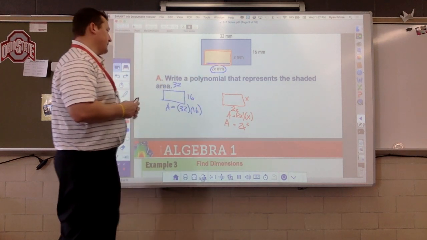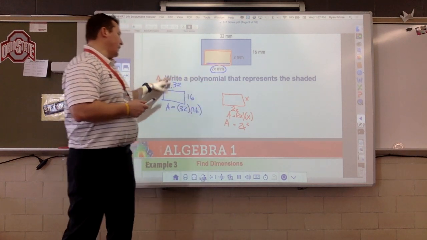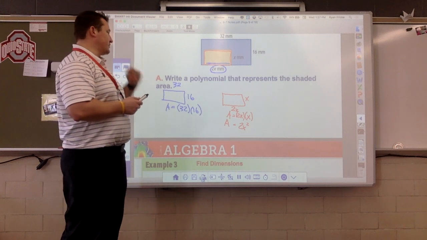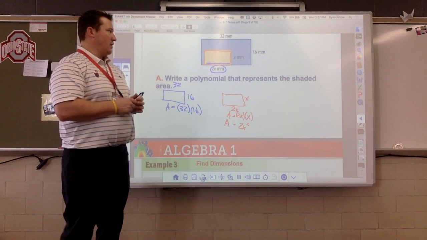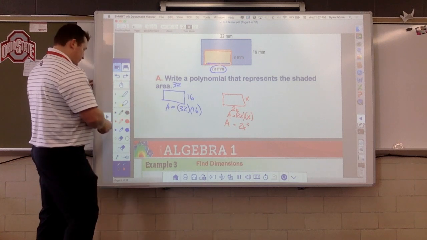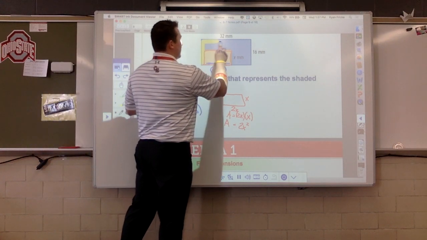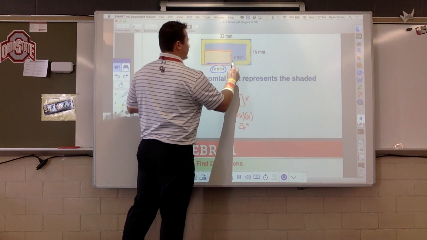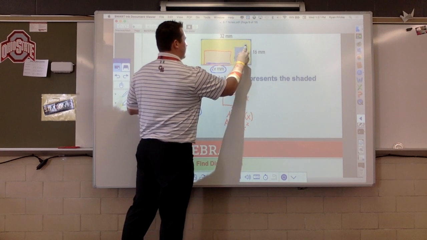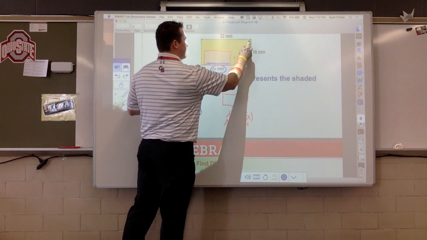And then it says, write a polynomial that represents the shaded area. Well, here's the shaded area that it's referring to, right? It wants all of this area here. This is what it's after.